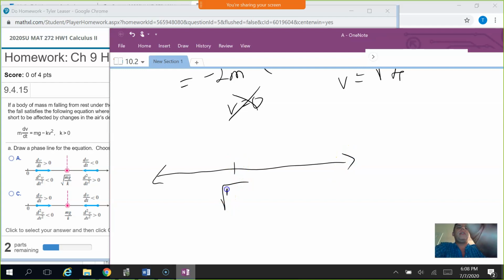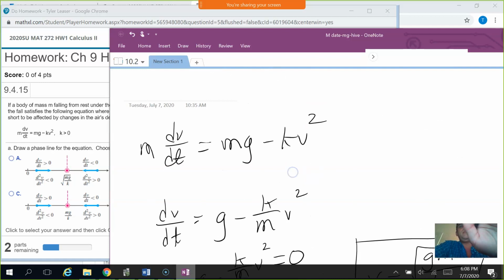It's only going to have that critical point at that square root mg over k, where remember the phase line that we're talking about is the v axis, or the velocity axis. This splits up our axis here into two different regions. We have everything to the left of the square root mg over k, and then everything to the right of it. So we're just going to think about something that is less than this and see what happens to our velocity, or the derivative of the velocity.